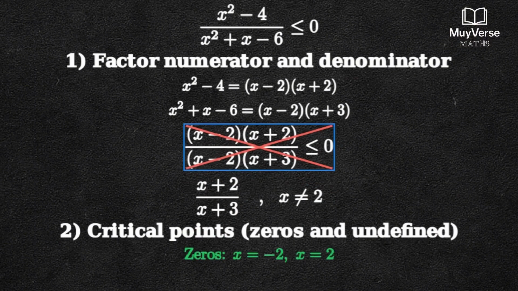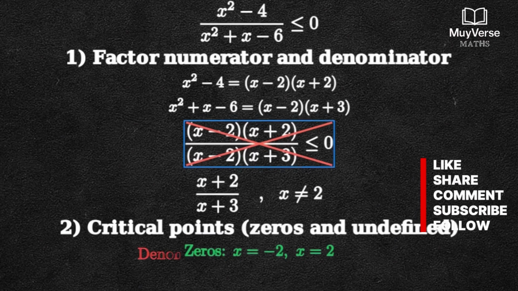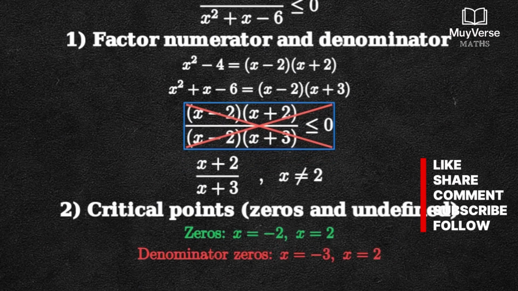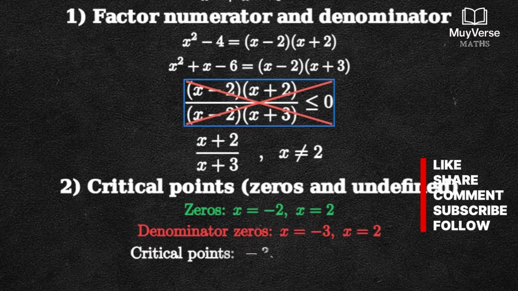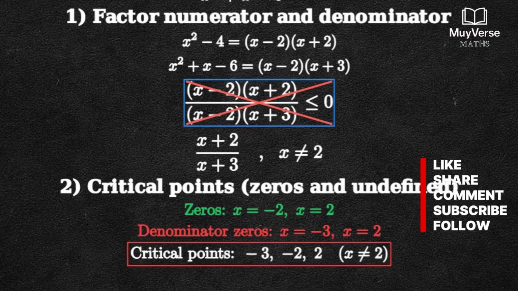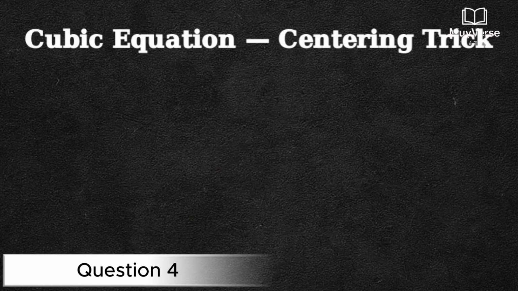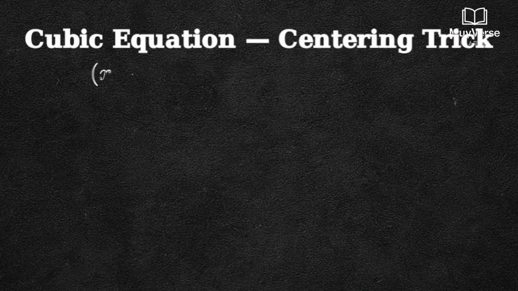Zeros of the numerator occur at x equals -2 and at x equals 2. Zeros of the denominator occur at x equals -3 and at x equals 2. List them in order: -3, -2, and 2. Remember, x equals 2 is excluded because the denominator is 0 there. Using a quick centering trick that makes the algebra collapse nicely.